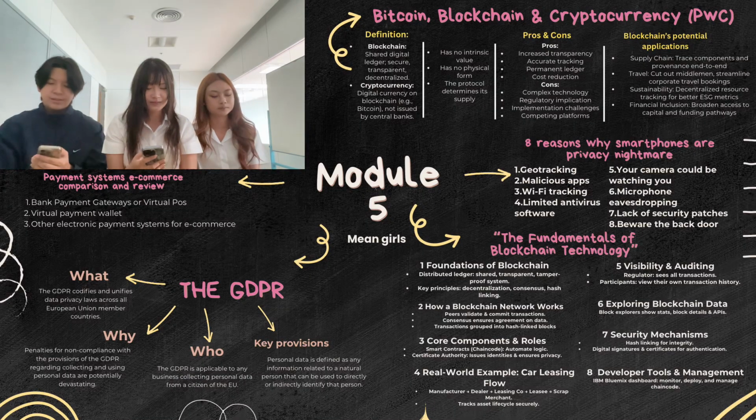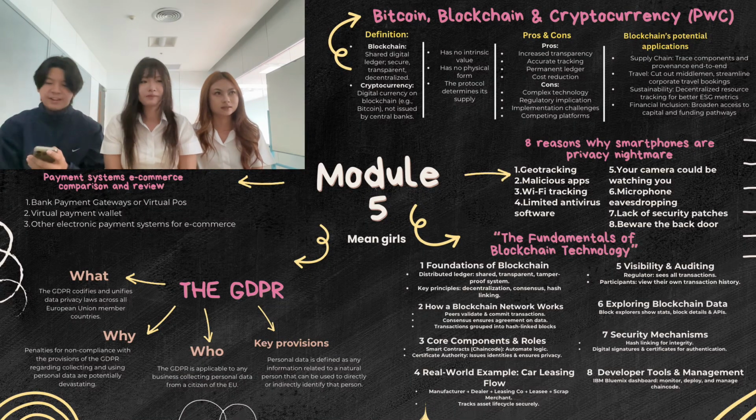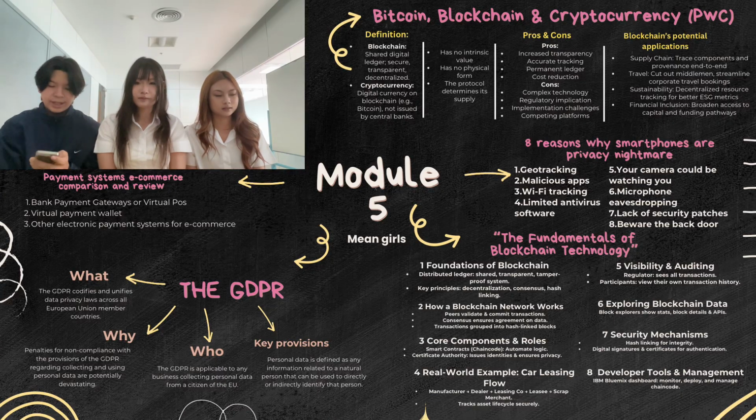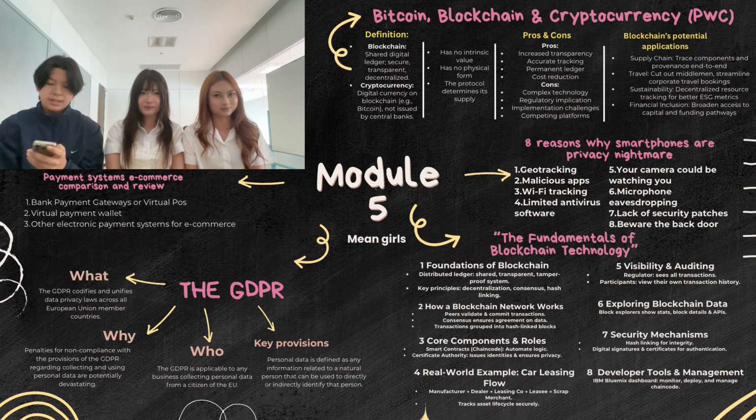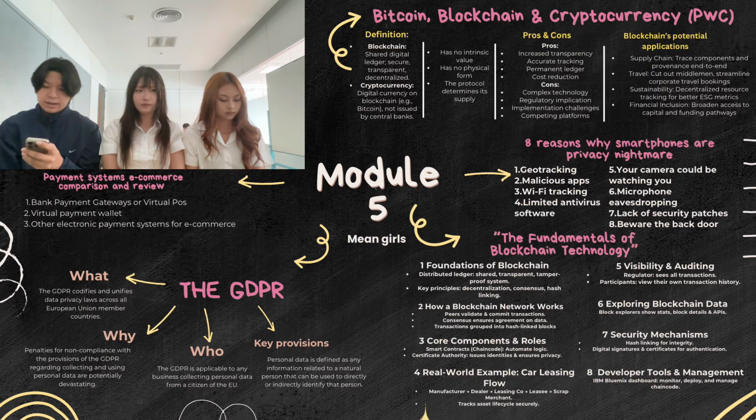So first we are going to talk about the fundamentals of blockchain technology. Blockchain is a shared digital ledger spread across many participants, making it transparent and nearly tamper-proof. The key ideas are decentralization, consensus, and hash linking.